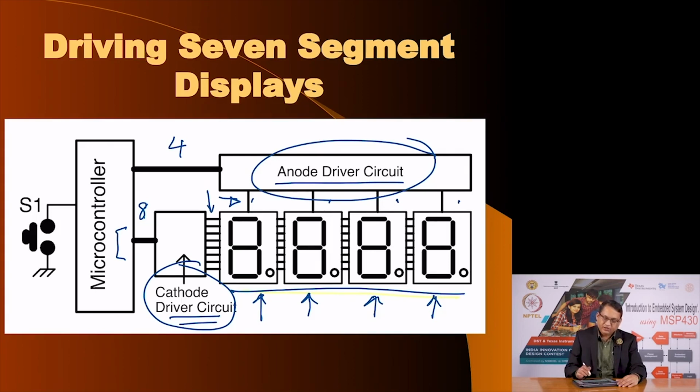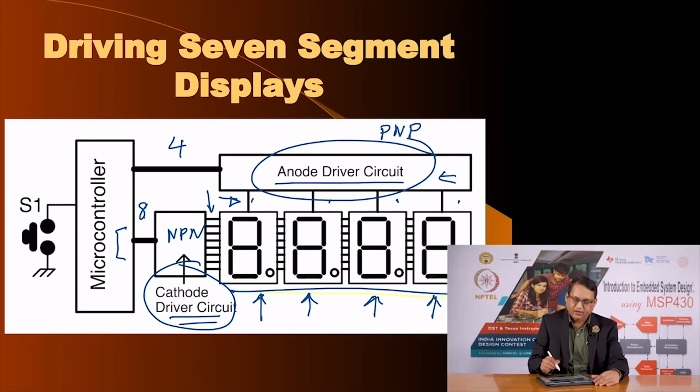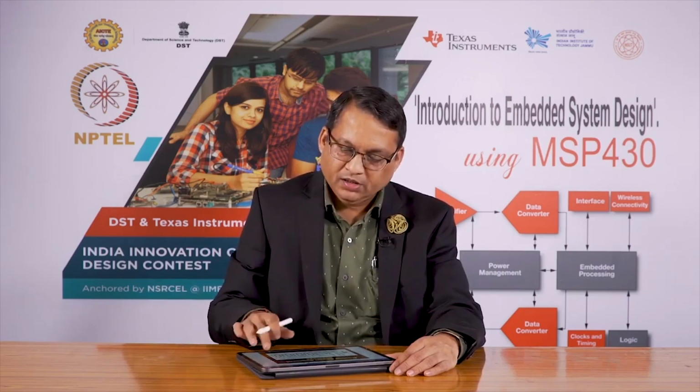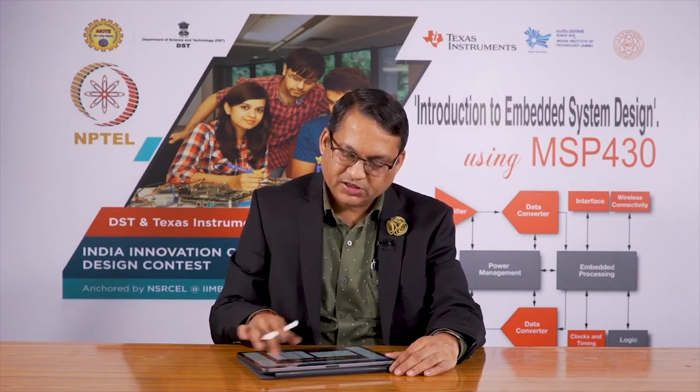So, by using 4 PNP transistors here and 8 NPN transistors here, you would be able to create a high side driver circuit and a low side driver circuit to control 4 7 segment displays, and this can be scaled. You can go from 4 to 8 or maybe 10, but not too much, and we will see what is the limitation here. But let me show you the circuit diagram for such a configuration.